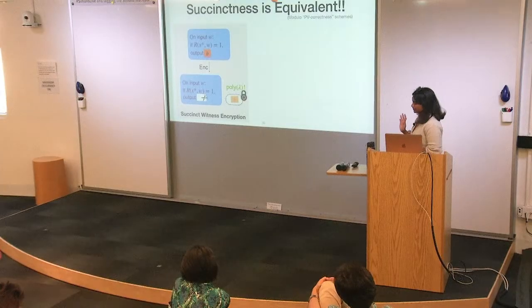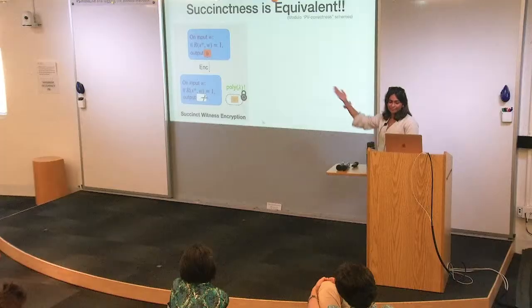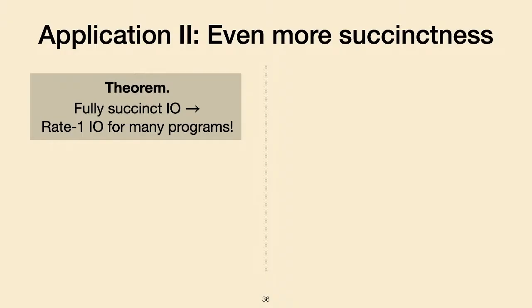And again, it's kind of interesting because I motivated this notion of fully succinct I/O by showing you this picture. But somehow this work shows that these, again, are equivalent notions, which I think is pretty surprising. But okay, finally, I'll conclude with a few more applications assuming fully succinct I/O. So no PV here. I just want to say that this abstraction seems very important and interesting without any PV implications. But the first thing you can show is rate 1 I/O from any program.